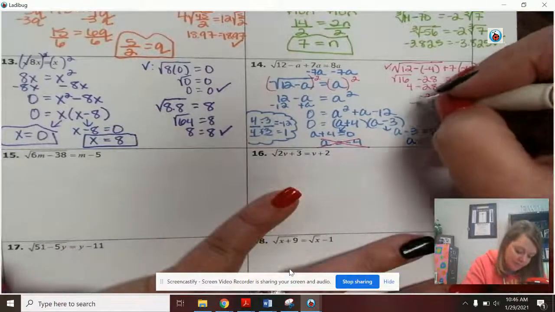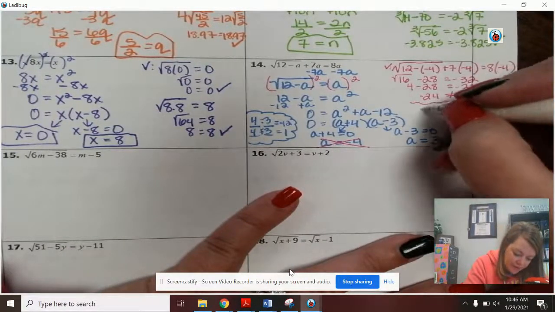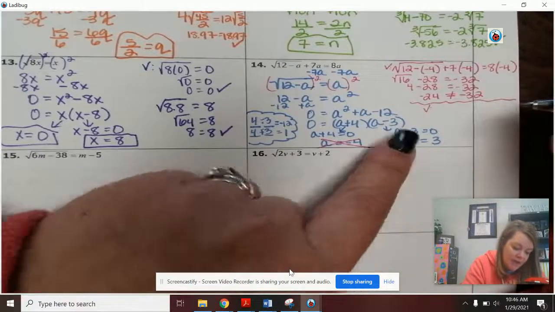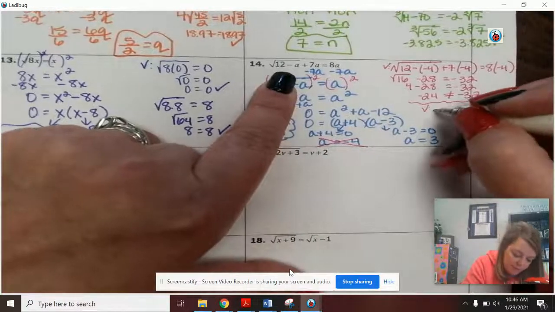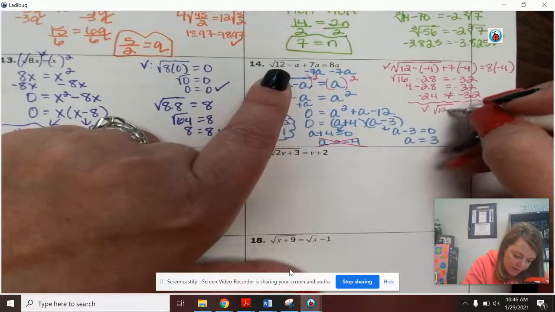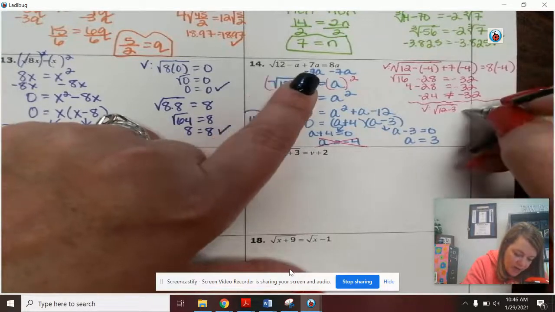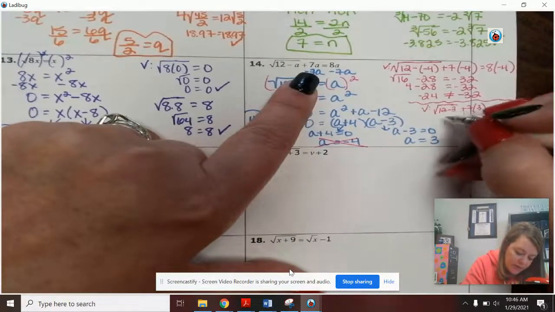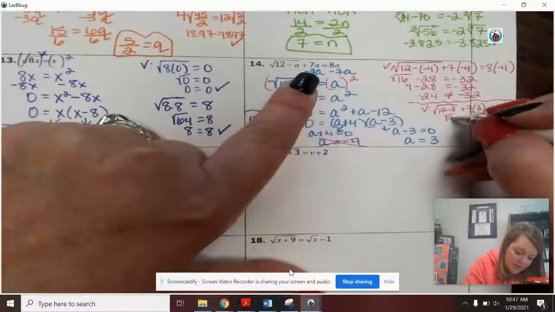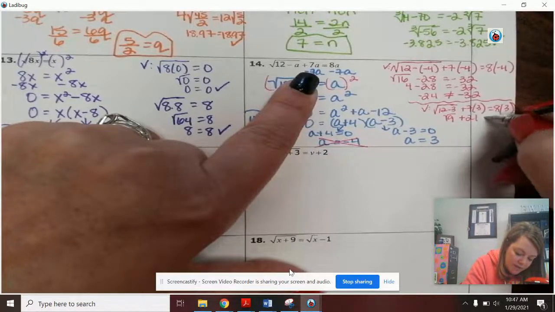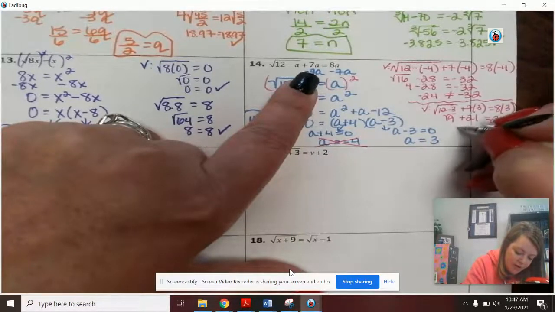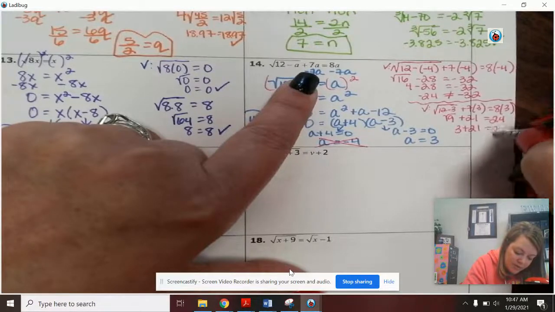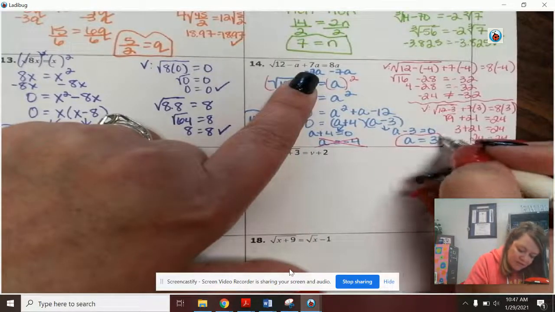Okay, let's try the 3. So I'm going to check the 3 now right here. So I have the square root of 12 minus 3 plus 7 times 3 equals 8 times 3. Square root of 12 minus 3, that's the square root of 9 plus 21 equals 24. Square root of 9 is 3 plus 21 equals 24. 24 equals 24. A equals 3 works. All right.